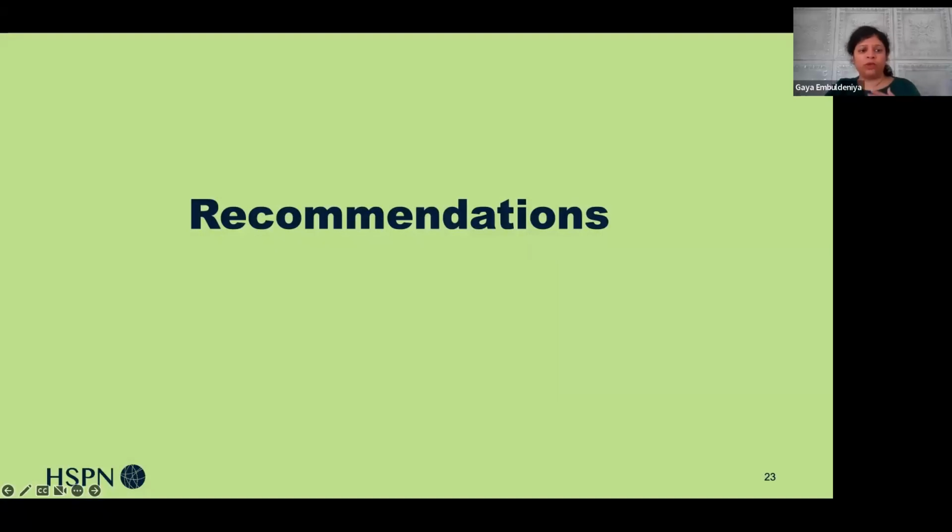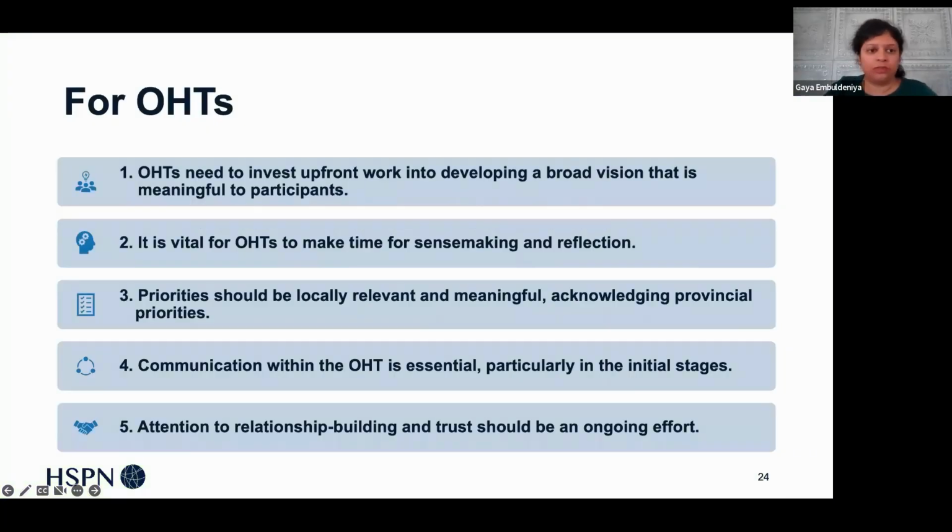Okay, so we're moving on to recommendations. We're starting with OHTs. So I'm just going to read these off. OHTs needed to invest upfront work into developing a broad vision that is meaningful to participants. It is vital for OHTs to make time for sense-making and reflection. Priorities should be locally relevant and meaningful, acknowledging provincial priorities. Communication within the OHT is essential, particularly in the initial stages. Attention to relationship building and trust should be an ongoing effort.